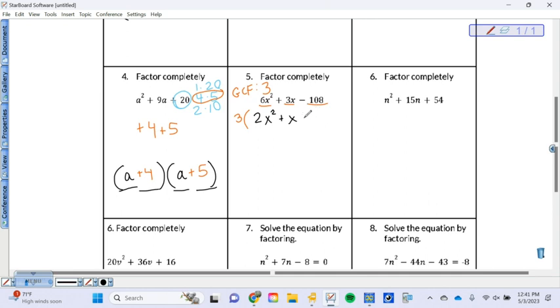There you go. 36. Yes. Oops, minus 36, right? Minus 36. Okay, now I just have to factor what's inside here. So what's different about this that I have inside the parentheses compared to this? Like, what's different about this type?